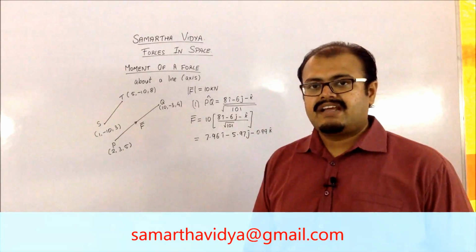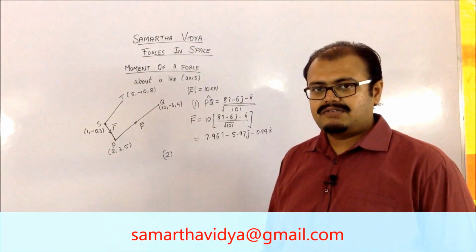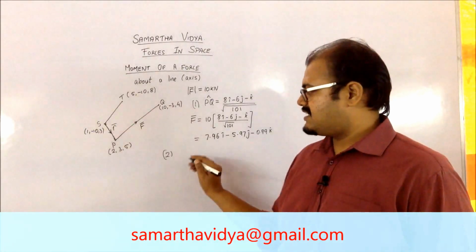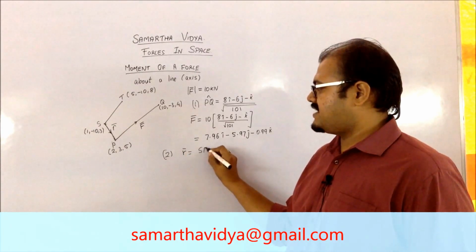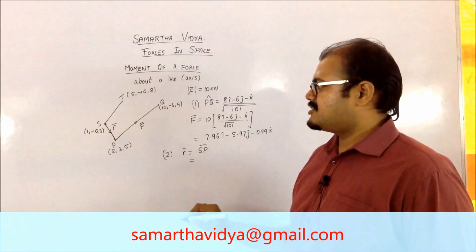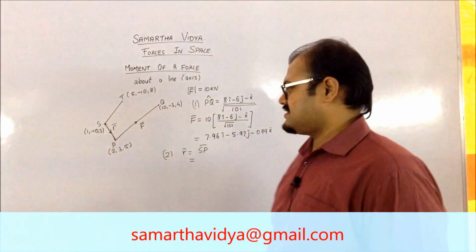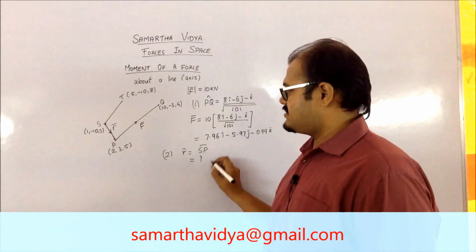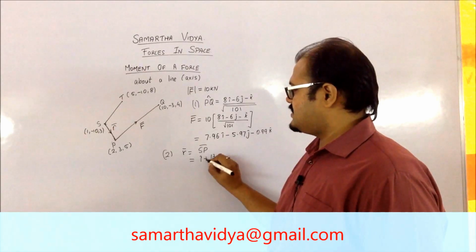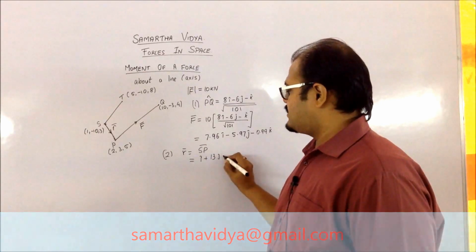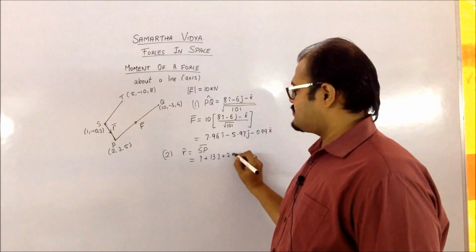For the next step, you need to find your R bar. In this case we are taking it as SP bar, so that's going to be just the subtraction of P minus S. So that's going to be i plus 13j plus 2k.